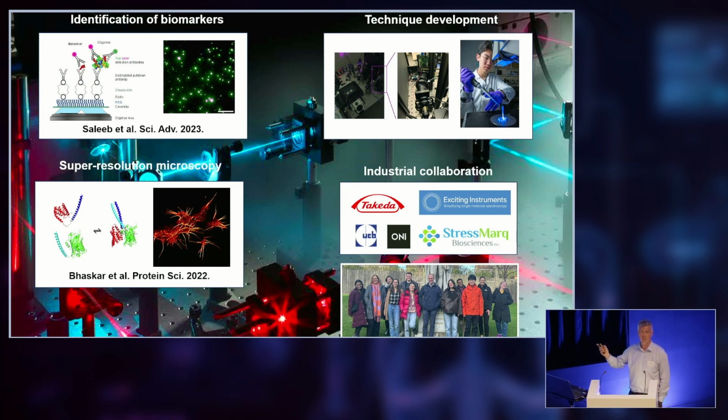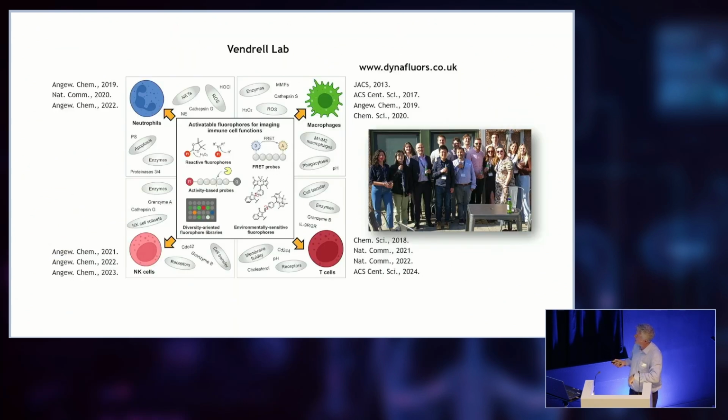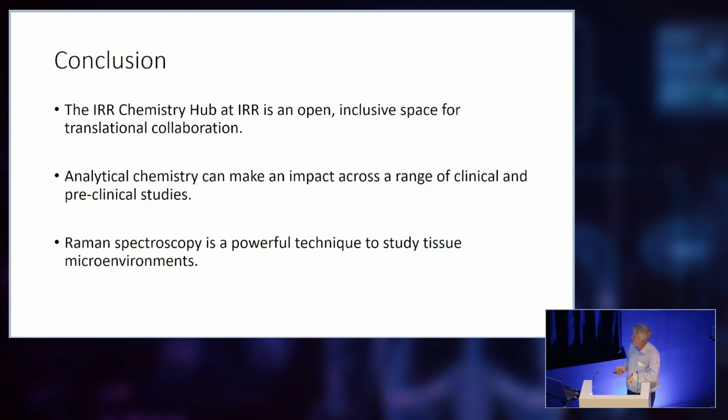I just want to say something about the people in the IRR Chemistry Hub, because it's a very special place where chemists are situated in the same building as people working on biomedical problems. We have a team of PIs, including Matthew Horrocks here, who works a lot on super resolution optical stuff for biomarker detection. Lin-Kong Meng, he's an electrochemist, also looking at biomarker detection and electrochemical imaging. And the co-head of the Chemistry Hub, Mark Vendrell, works on these smart optical probes for studying biological systems. So it's a great place to work. It's a great place if you want to come and collaborate with us to try out some new ideas in a relatively low risk and exciting environment.